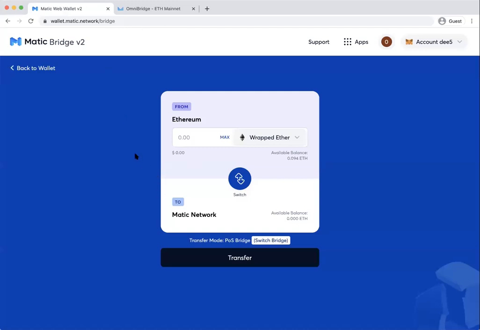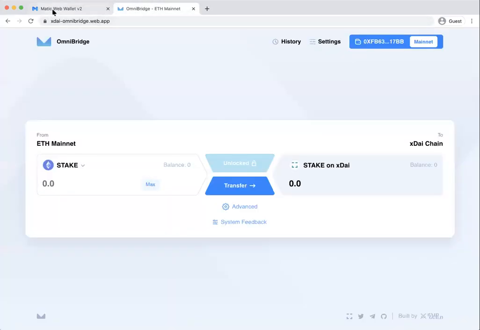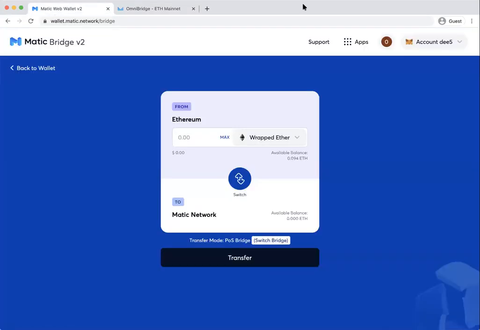I have pulled up here the interface for actually moving assets from mainnet to Matic network, and same for xDAI, OmniBridge as well, just for visual reference as to what's the user experience right now to actually move from L1 to L2.